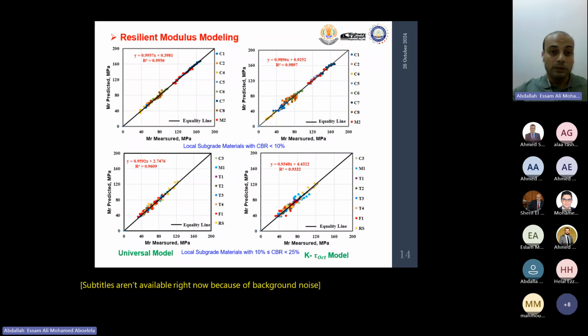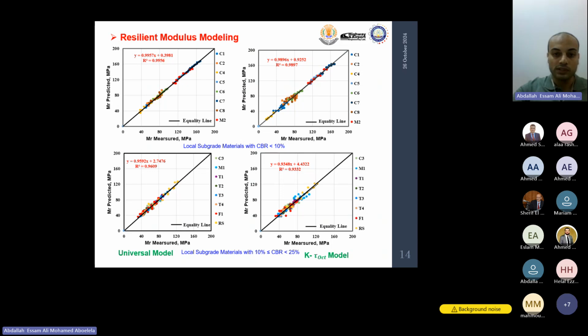We divided the locally investigated materials into two types according to the CPR values: the first one is materials with CPR values less than 10%, and the other is for CPR values higher than 10% and less than 25%. And we depend on two models for resilient modulus prediction, which are the universal model and the k-tau model, which are suitable for fine materials and subgrade materials. As shown, the two models achieved a good fit for MR predicted values using the universal and the k-tau models.